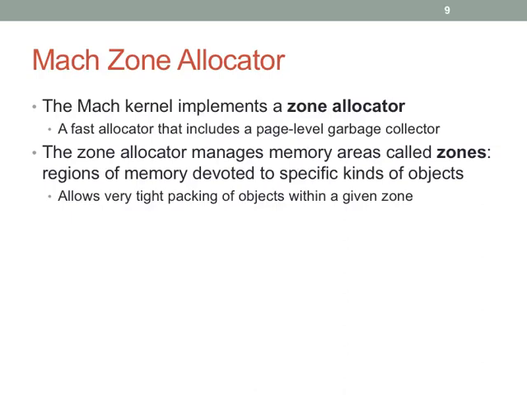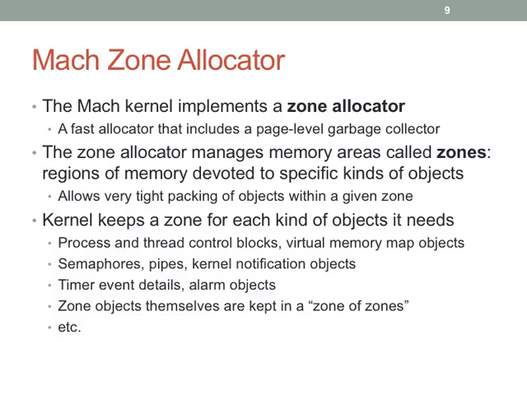And so zones basically are regions of memory that are for a specific object type. Okay? So you'll have the semaphore zone, and you'll have the file descriptor object zone, and things like that. Okay. So yeah, I have a whole list here: process and thread control blocks, virtual memory map objects, various other details. It turns out that there's a zone of zones as well.